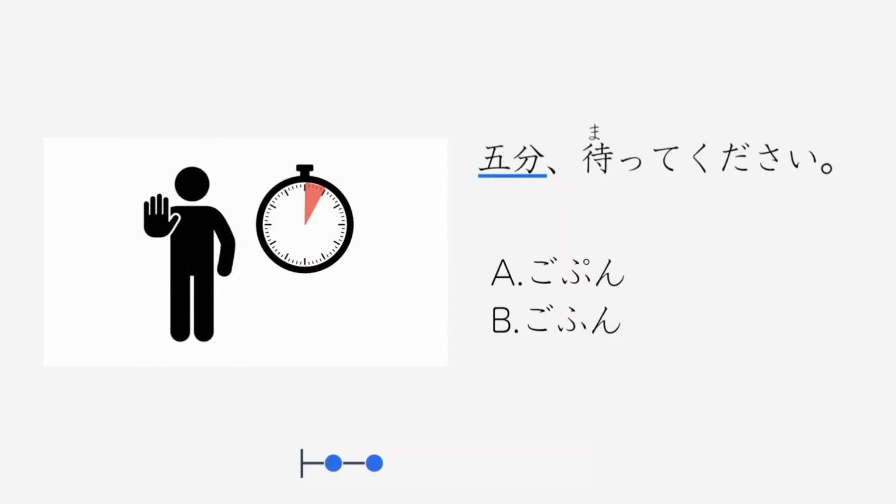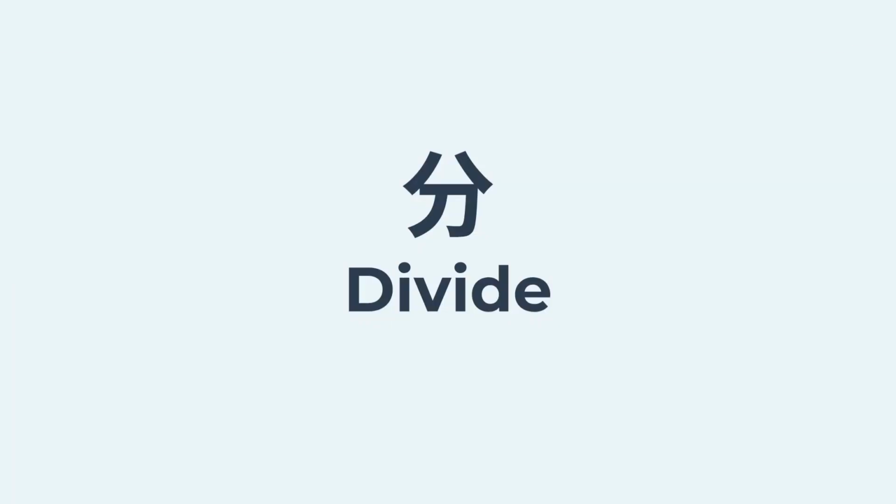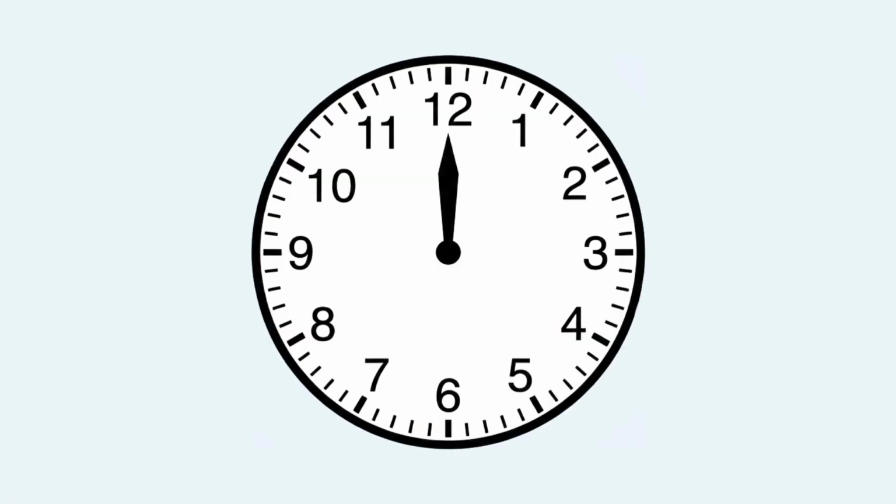How do you read the underlined kanji? The answer is B. The kanji hun means to divide. Dividing an hour makes minutes.